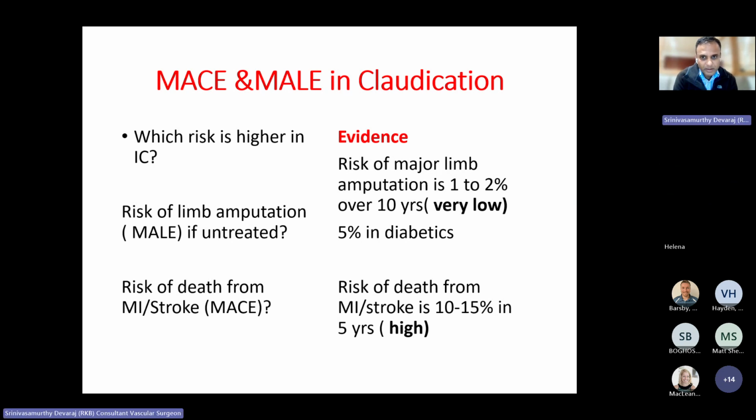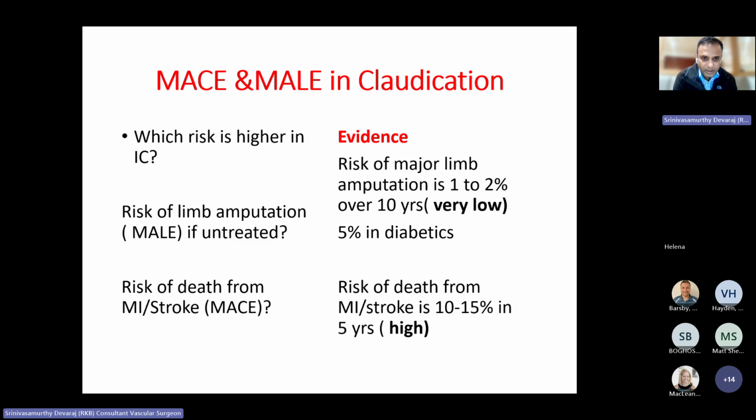Actually, when you look at the evidence, the risk of major limb amputation in patients with intermittent claudication, if they're untreated, as in if they don't have any surgical intervention, is actually very low. So it is 1 to 2% over 10 years. And if patients are diabetic, then it's about 5% risk of losing the leg over a 10-year period. That's actually less than 1% a year, which is very low.